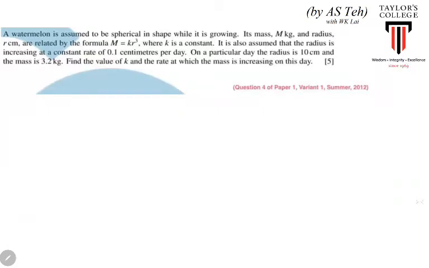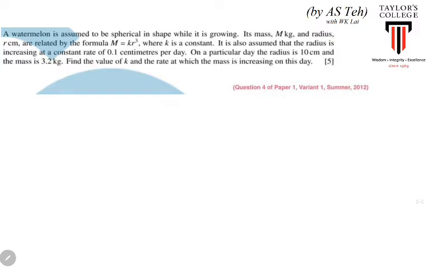Hey, hi everyone. So this is a question from the summer 2012 paper. In this question, we are given a watermelon that is growing. We are given the mass of the watermelon that corresponds with its radius in the form of big M equals K, which is a constant, multiplied by the radius cubed.